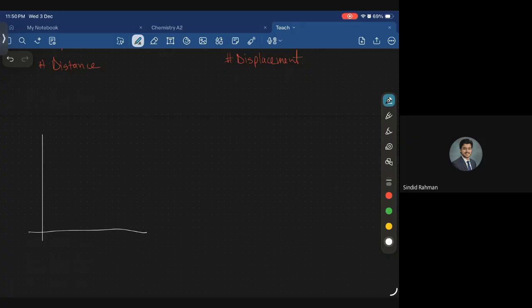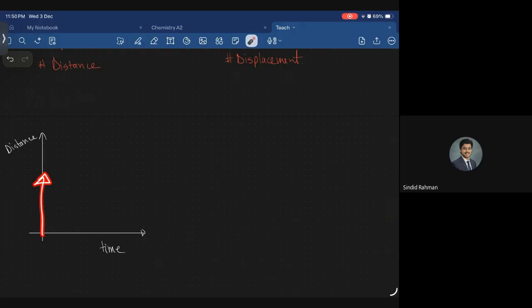Let's say this is a graph of distance. No, don't write distance here. Oh, wait, let me erase that. Let's say this is time and this is distance. So basically, if I go upwards, the distance increases, and if I go to the right, the time increases. Let's say here is 5 seconds, here is 10 seconds, and here is 15 seconds, and this is 10 kilometer, and this is 20 kilometer, and this is 30 kilometer.